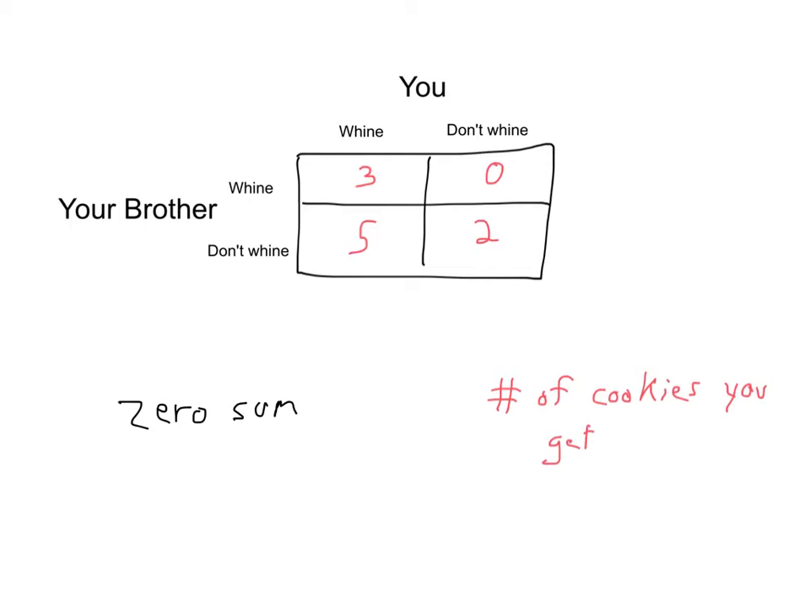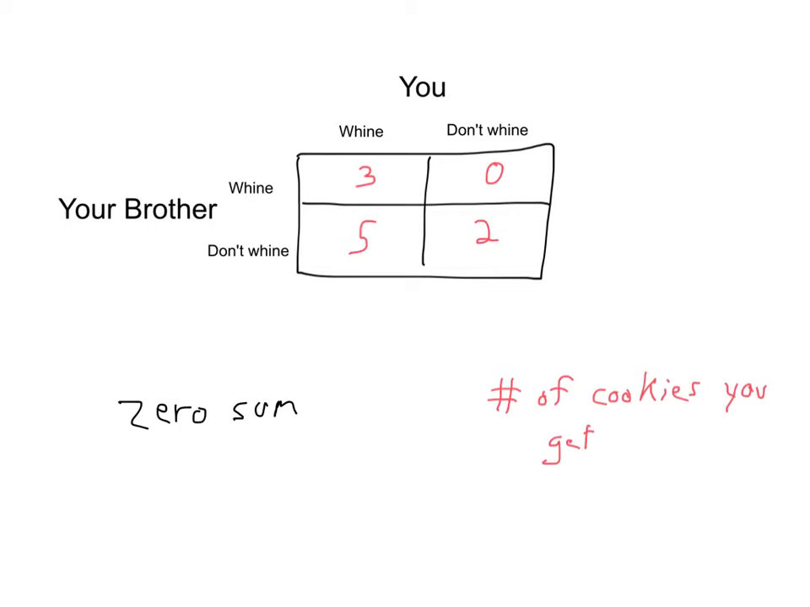Now let me explain my notation here. So I've set up this little matrix, and the number inside the boxes is how many cookies you're going to get under these circumstances. So if you whine and your brother whines, you get 3 cookies. If you don't whine and your brother does whine, you're not going to get any. He gets them all. If you don't whine and your brother doesn't whine, you get 2 cookies. And if your brother doesn't whine, but you do, you're going to get all of the cookies.